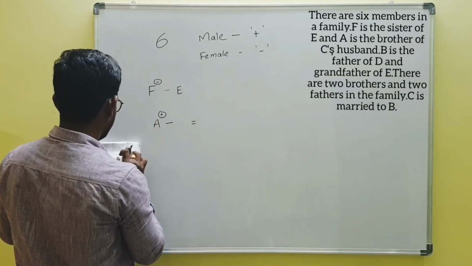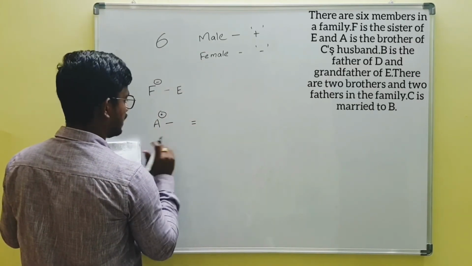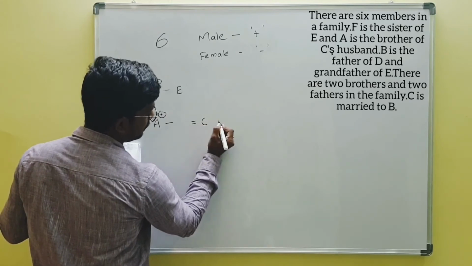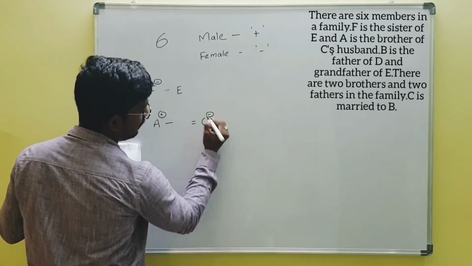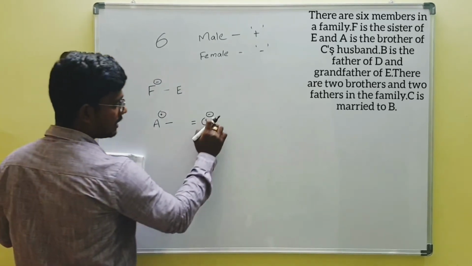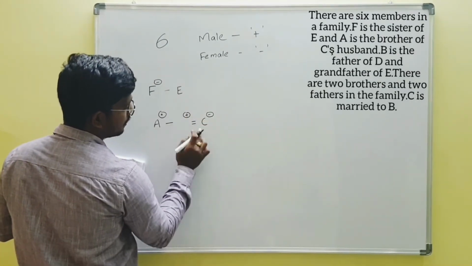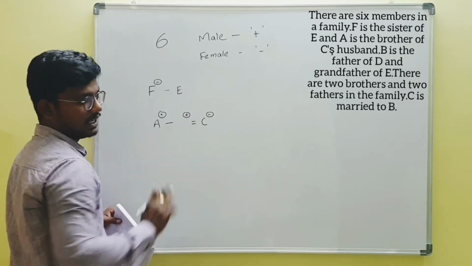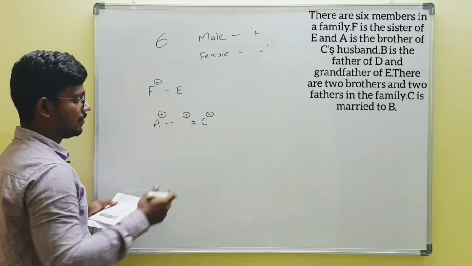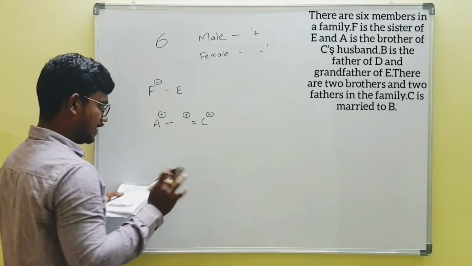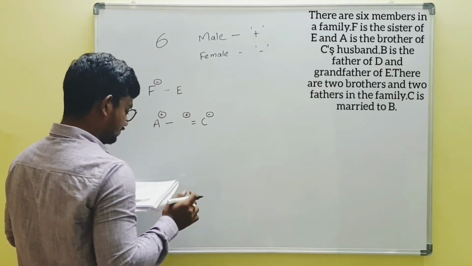So it is given that A is the brother of C's husband. So C's husband means here C is a female. So I am taking minus symbol for C and plus symbol for husband. As he is husband, he is a male. So I am taking plus symbol for husband of C. But I don't know who is that person.